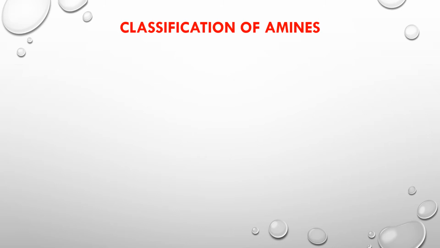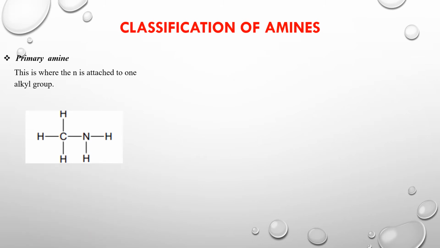Now we are going to see how we are going to classify amines in 3 different types. We have primary, secondary and tertiary. In a primary amine, the nitrogen is attached to one alkyl group. Let's look at this example here. So now we look at this nitrogen atom. The nitrogen is attached to 2 hydrogens and 1 carbon. So everything that is bonded to the carbon is one group. That's one alkyl group. So we have one alkyl group and that is the primary amine.